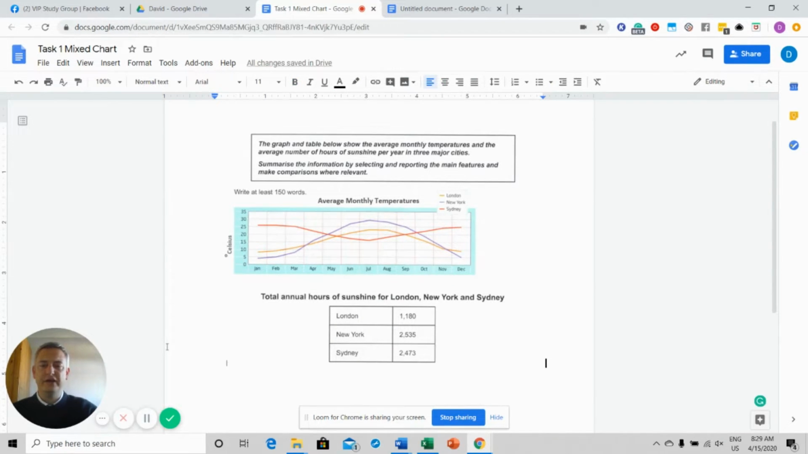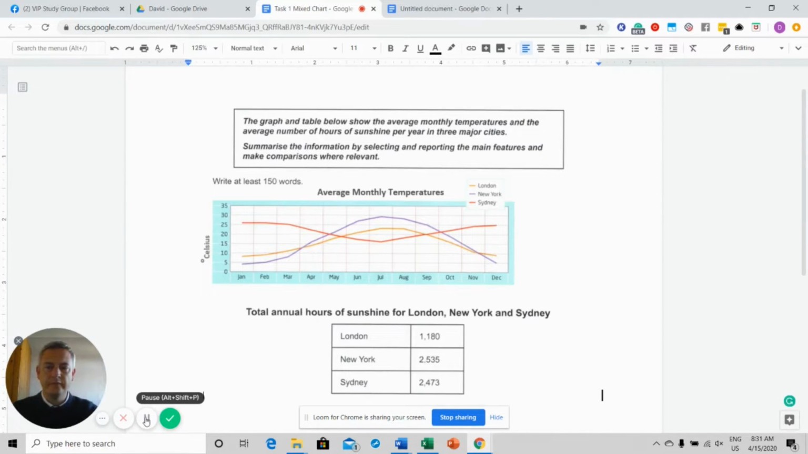Okay, so this mixed chart here, as you can see, consists of a line chart and a small table. The graph and table below show the average monthly temperatures and the average number of hours of sunshine per year in 3 major cities. See if I can zoom in a little here. All right, so I've zoomed in a little bit. That's a little better. It's easier to see.